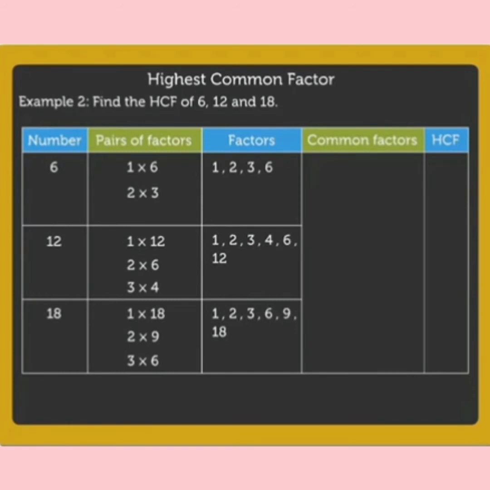Here, the common factors of numbers 6, 12 and 18 are 1, 2, 3 and 6. Here, the largest of the common factors is 6. Thus, HCF is 6. Did you notice that one particular number is a common factor for all the numbers? Do you know which number is that? Yes, 1 is a common factor of all the numbers.